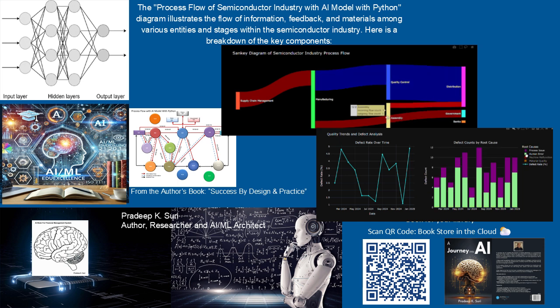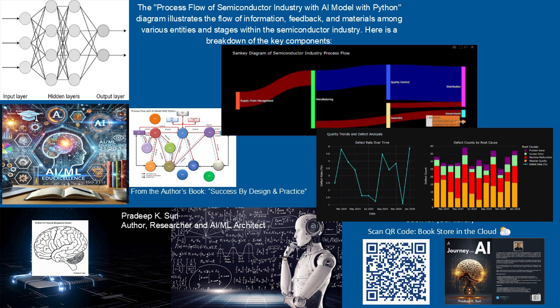5. Feedback of information, blue dashed arrows. Blue dashed arrows represent feedback loops where information is sent back to a previous stage. This feedback can be used for quality control, process optimization, or updating production based on AI insights.